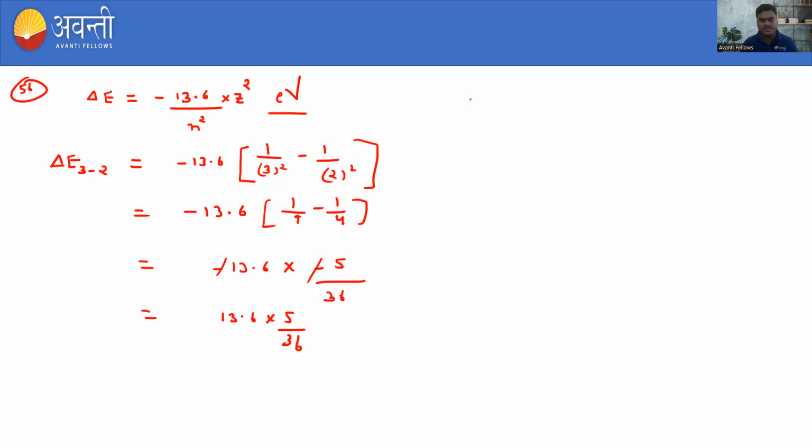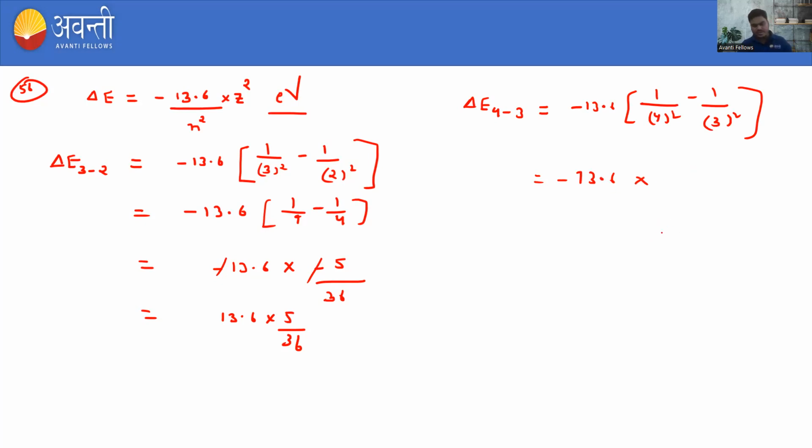Similarly, the energy difference between 4 and 3: this is 13.6 into 1 upon 4 square minus 1 upon 3 square. On solving, you'll get 13.6 into 7 divided by 16 into 9, right?